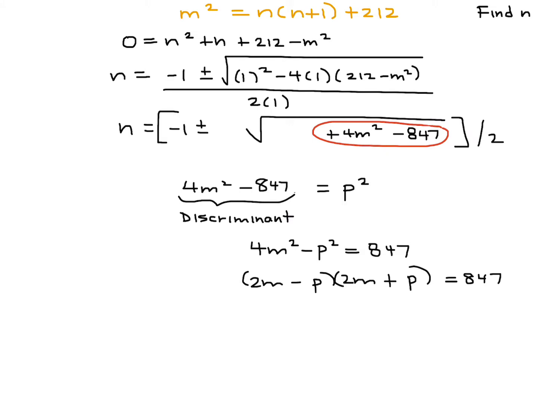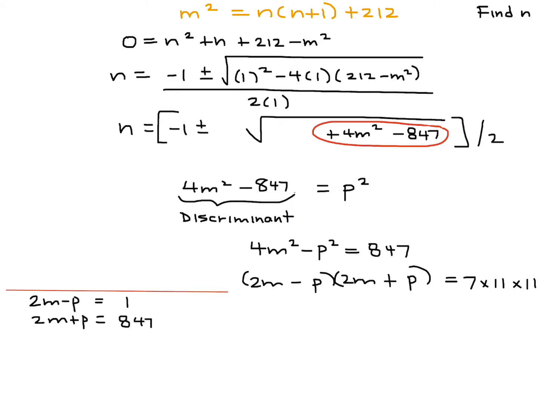And I believe 847 we can factor as 7 times 11 times 11. Okay, so this is something we can work with here. 2m minus p and 2m plus p, those have to equal some combination of 7, 11, and 11. But obviously 2m plus p is greater than 2m minus p. Okay, the first one that I can think of is probably 847 and 1. That would probably be something that would work.